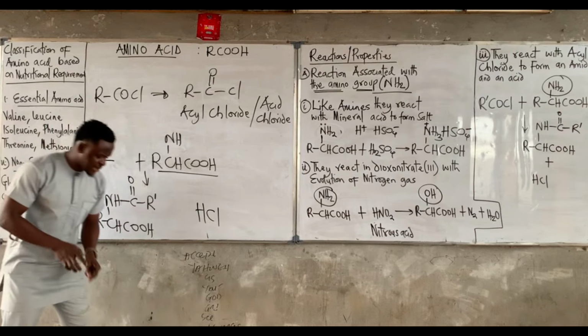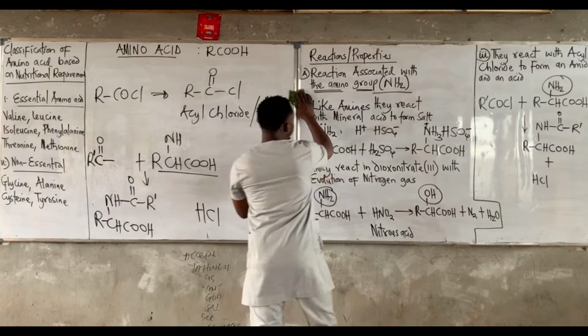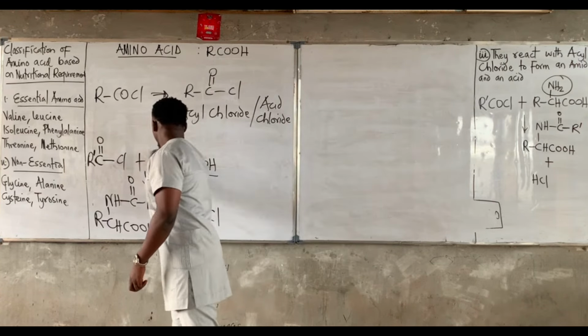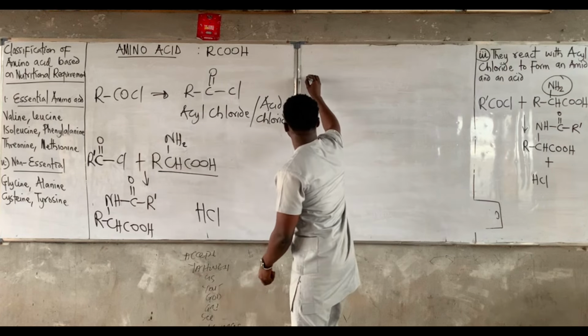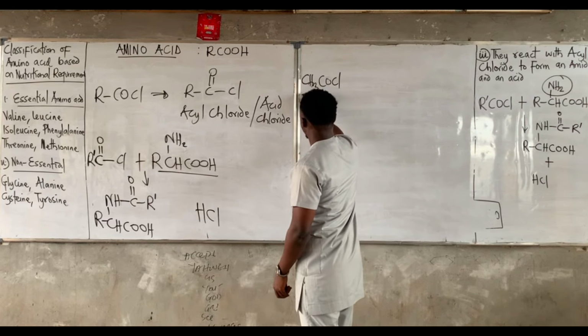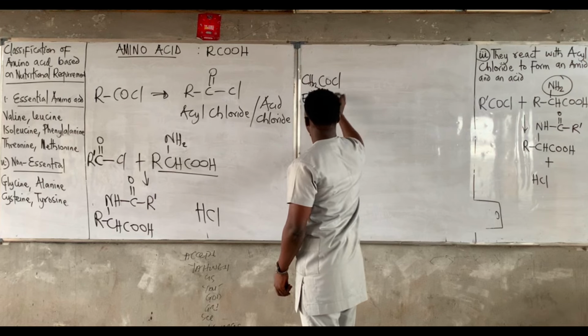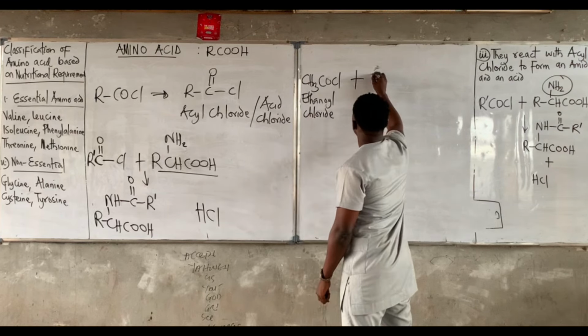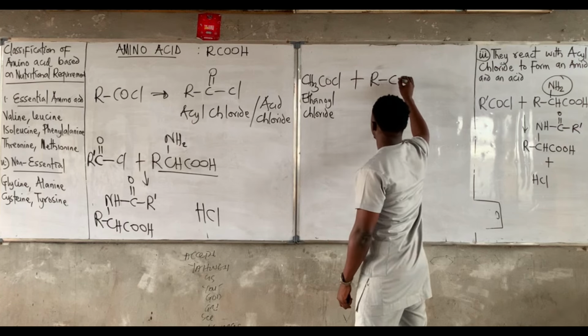Now let's use a typical example, because in exams they do not really use this. Let's use a real acyl chloride. Let's use CH3 CO Cl. This is ethanoyl chloride, plus, let's use this amino acid formula.